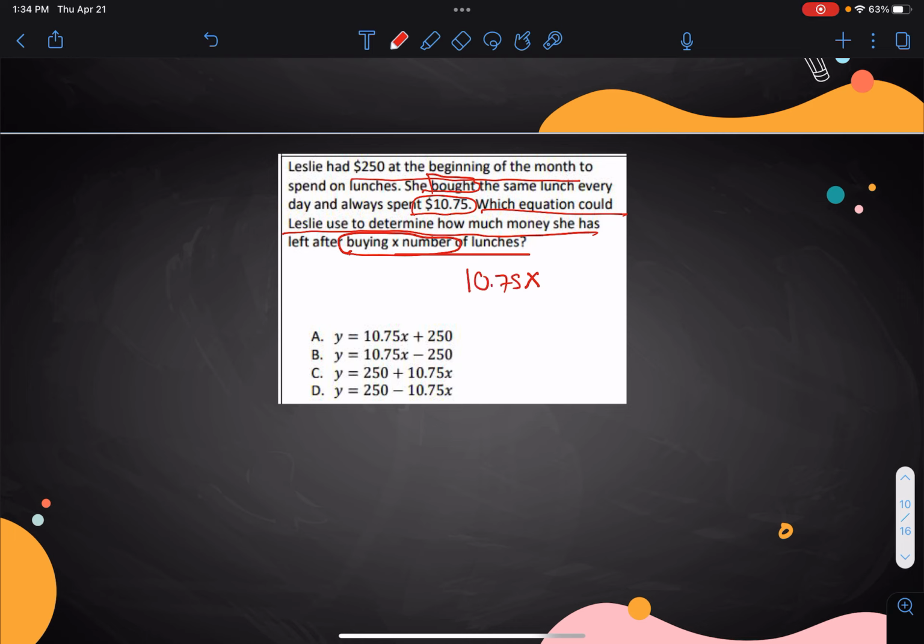What number has to do with lunches? 10.75 is correct. Okay? And then if she's buying it, is she adding it or subtracting it? She's going to subtract it. And what is she going to subtract it from? Well, she's going to subtract it from her original amount. What was her original amount, or the beginning amount at the beginning of the month? Okay, so that's the number that's going to go there. And you're going to tell me which equation is correct. So finish that one up.